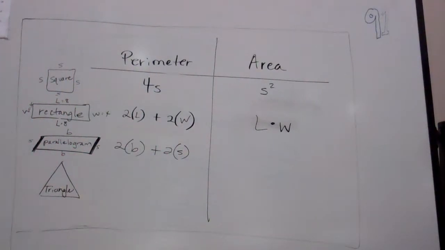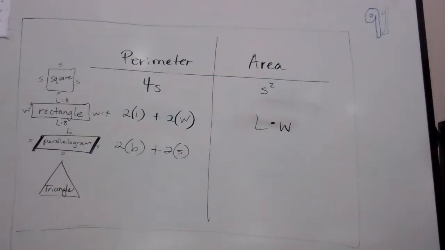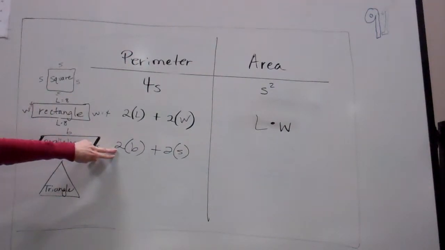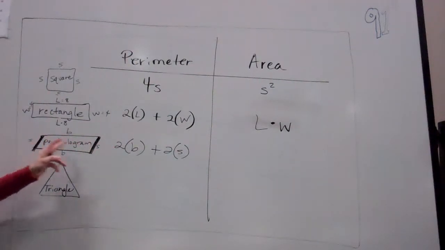But I could put an L and a W in there. It doesn't really matter. Just letting you know that if I were to find the perimeter, I would want my B 2 times, 2 of them, and I would want my S 2 times. So they're saying base, side. Got it? All right, area.